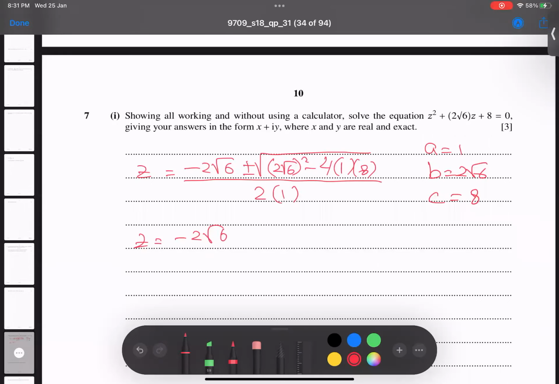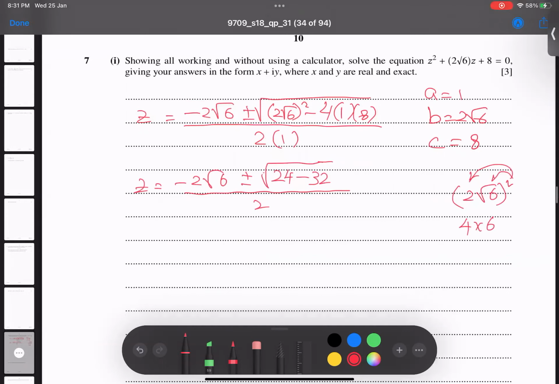Let's proceed further. Without a calculator, what is coming here? 8 fours are 32, but here it is interesting: 2 root 6 whole squared means the square of the 2 and the square of root 6. So we get 4, and the square and root cancel, so we get 6, 24. Inside we get 24, and for 8 fours are 32. So we are now getting a negative answer, negative 8. It's very clear.